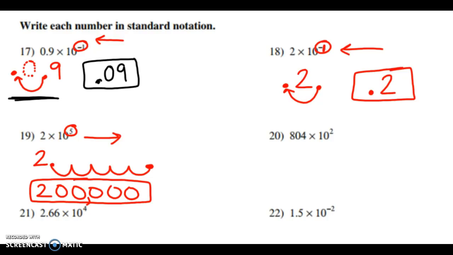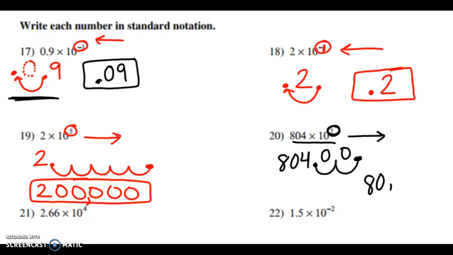Number 20, I have 804 times 10 to the positive 2. Since it's positive, I know it's going to be a bigger number, so I want to move my decimal to the right. So I rewrite my number, 804, add my decimal because it's not there, and then I'm going to move it 2 times because that's what my exponent says. I can fill in with zeros. Always rewrite your number, because that looks messy. So I'll rewrite it as 80,400.